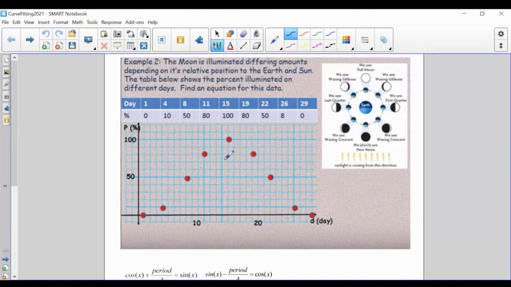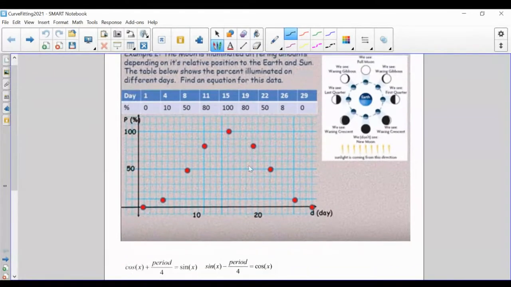The moon is illuminated in differing amounts. This is something you already know, depending on its relative position to the Earth and the Sun. And this table shows you the percent illumination on different days. So it's 0% illuminated on day 1, then it's 10%, and so on and so forth. You can read the table for yourself. Find an equation for the data.